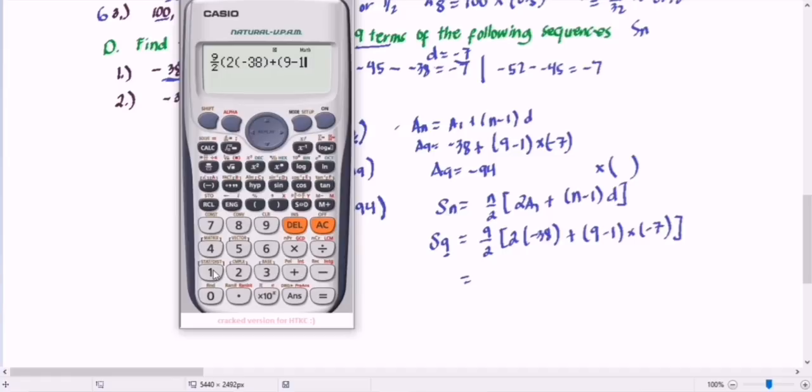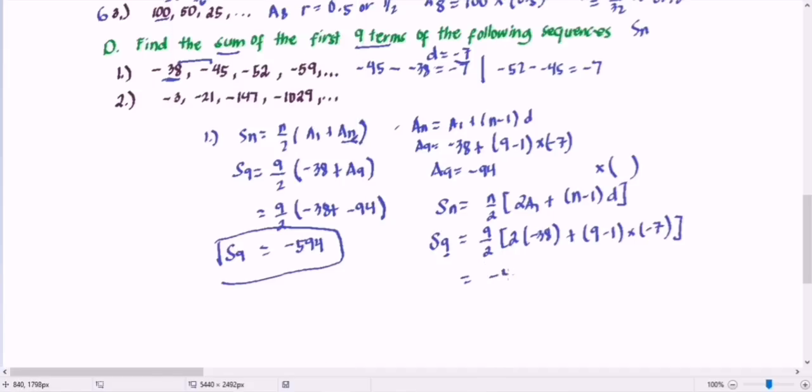minus 1, then close, times negative 7, then close. Pagka-close nyo, meron pa tayong isang bracket, so another close tayo. Then equal, that is equal to negative 594. So parehas lang yung naging sagot natin dito.